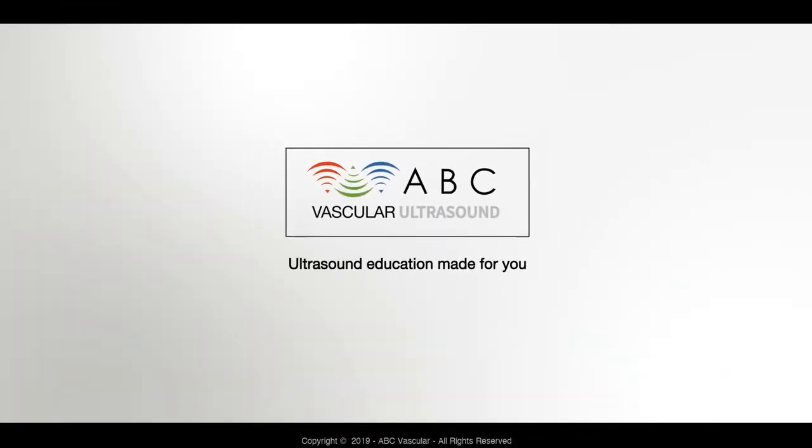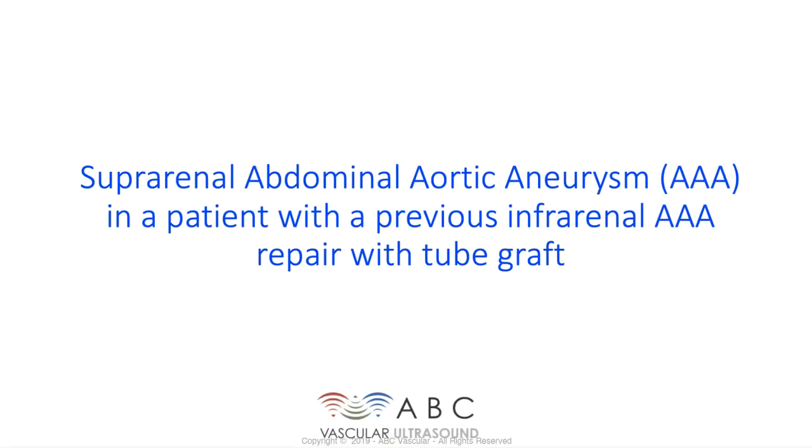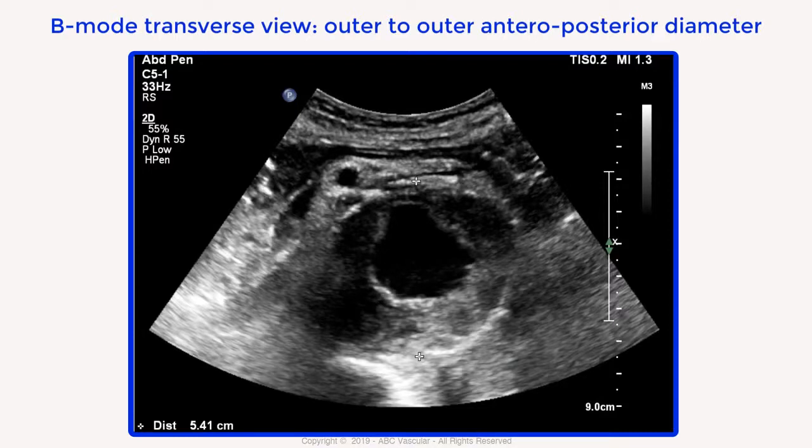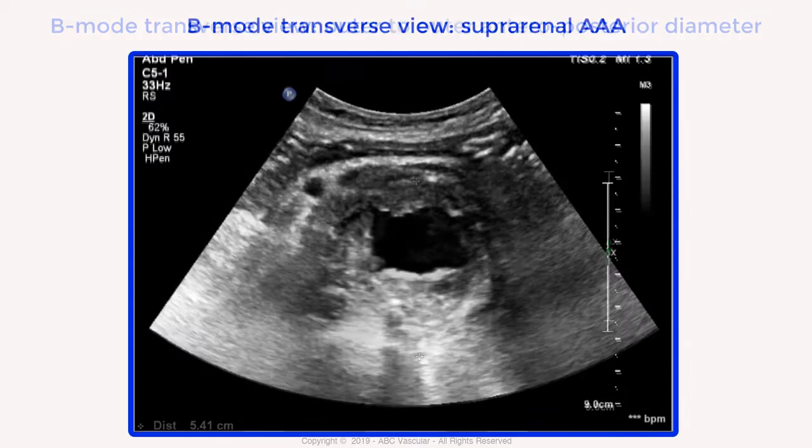Hi, and welcome to this ABC vascular ultrasound video case study, suprarenal abdominal aortic aneurysm in a patient with a previous repair for an infrarenal abdominal aortic aneurysm. This patient was found to have a 5.4 cm suprarenal abdominal aortic aneurysm.